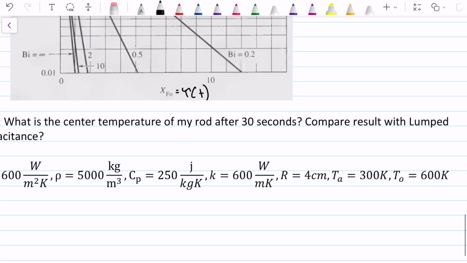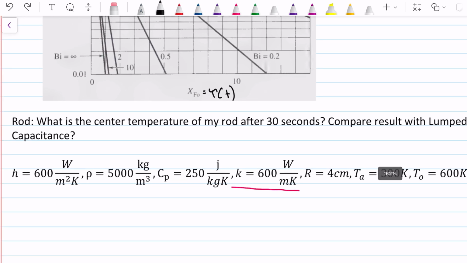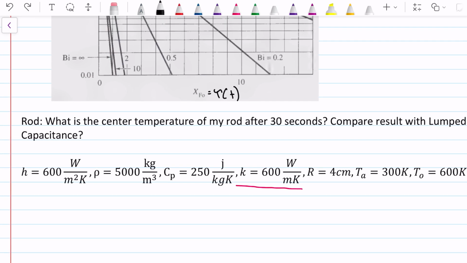Now note that our thermal conductivity is very high. It's about 600 watts per meter degree Kelvin, which is very high. So here, that alongside the fact that we have a pretty small radius, this isn't a huge object, we'd probably expect lumped capacitance to be a decent approximation. So let's do both of these calculations. Let's figure out what the final center temperature is going to be, and then let's compare them.